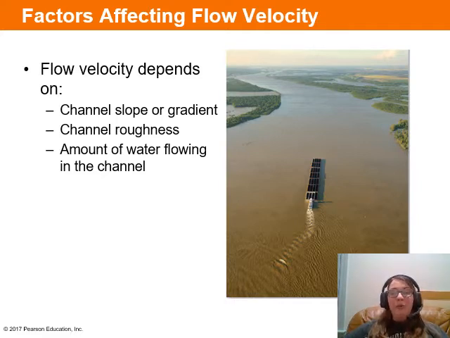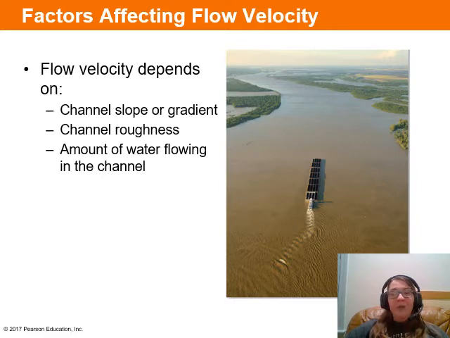But if we have very rough channels, if we have a bunch of rocks that are just jutting out of the water, it's going to slow that water down because again, the water is going to come through and hit a rock, and then have to move around it to continue. So rougher channels mean that the water moves more slowly, or it has a lower flow velocity.